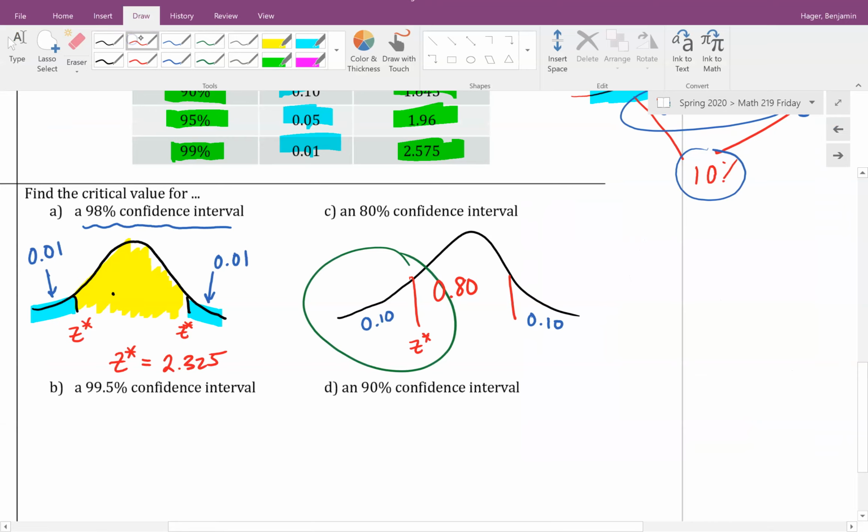So the critical z-value I would use, 1.28. Again, I don't have to worry about taking the minus sign because I'm going to add and subtract that amount, or that many standard deviations, to my sample mean.